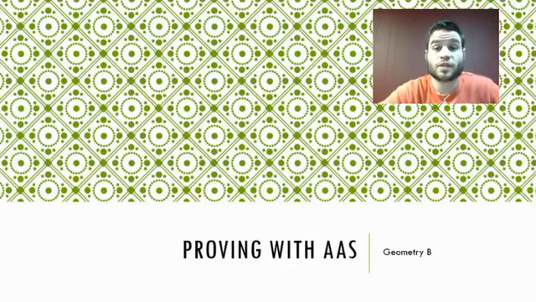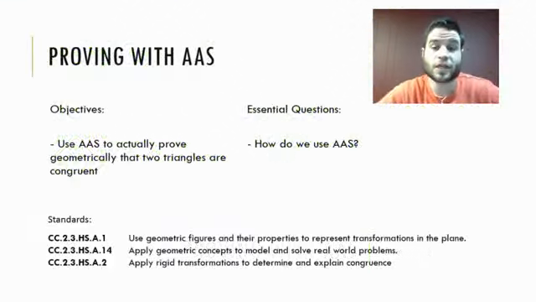Hey, and welcome to the lesson on proving that two triangles are congruent with the angle side postulate. The objective for this lesson: use the angle side postulate to actually prove geometrically that in fact two triangles are congruent. And so the essential question for this lesson is, how do we use the angle side postulate? Below you'll see the Common Core standards.